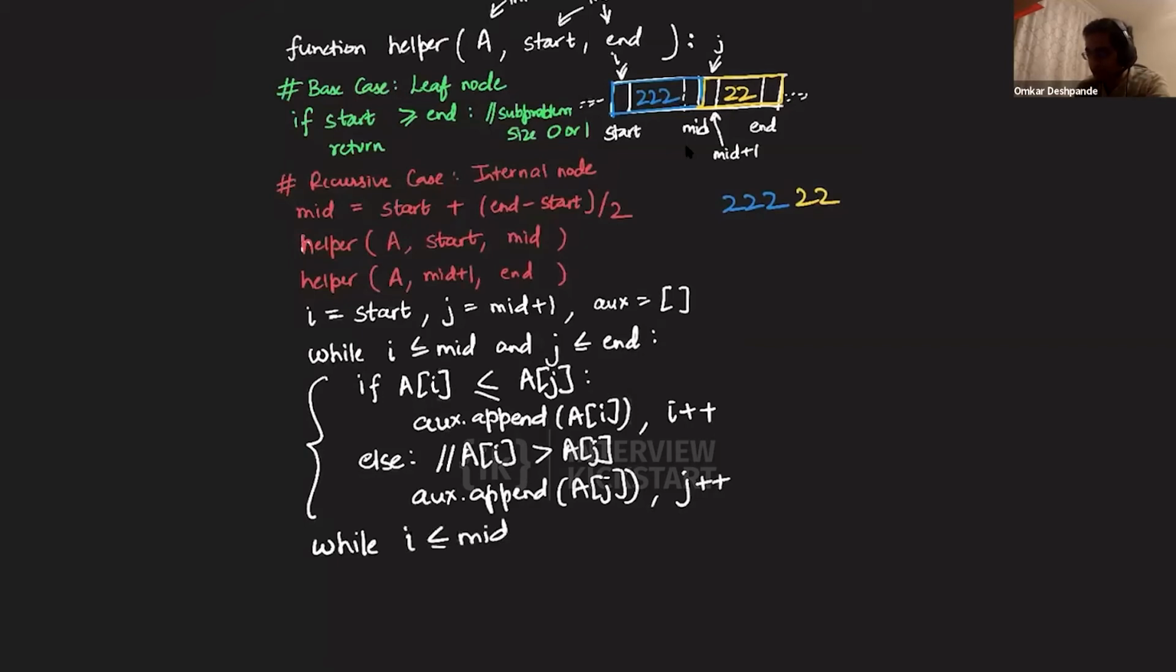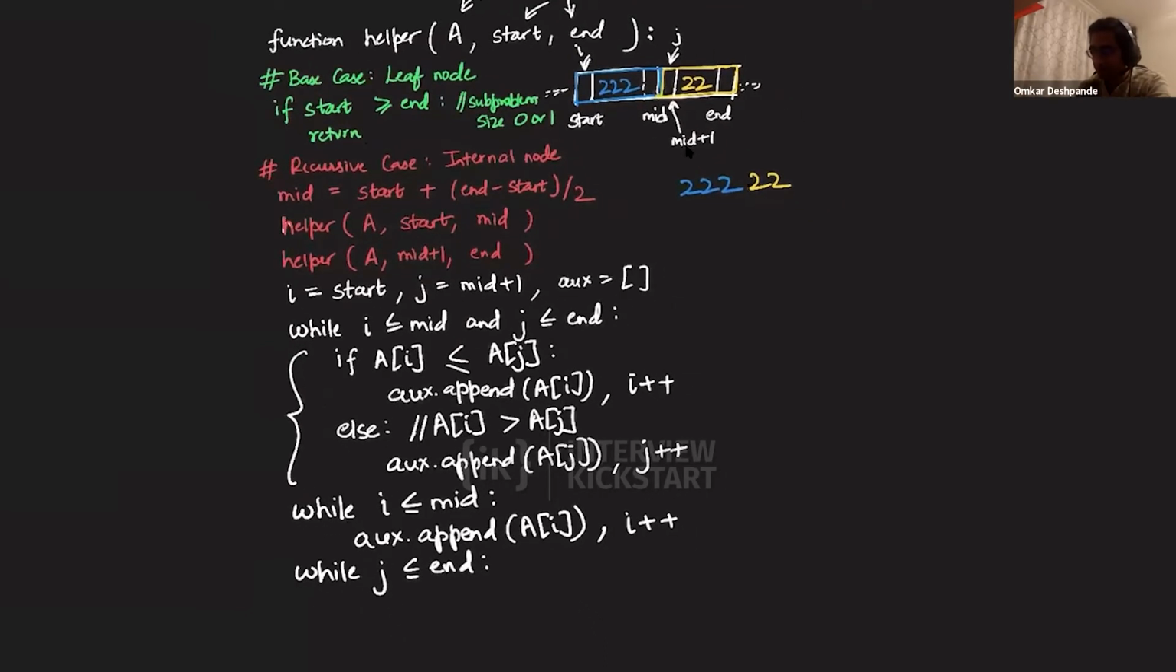If the i pointer still hasn't crossed the mid index, that means we have to collect the remaining elements from the blue subarray. So we basically do what we were doing over here: while i is less than or equal to mid, we keep gathering up the remaining elements from the left subarray into the auxiliary array and increment the i pointer. The other possibility is that the j pointer is still within the bounds of its respective array. In that case, while j is less than or equal to end, we add a of j into the merged output, and then we increment the j pointer. So this is the gather phase.